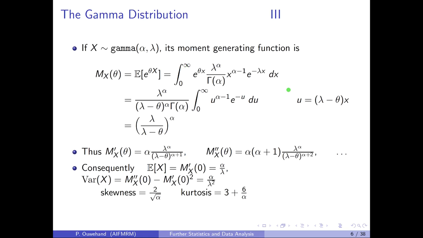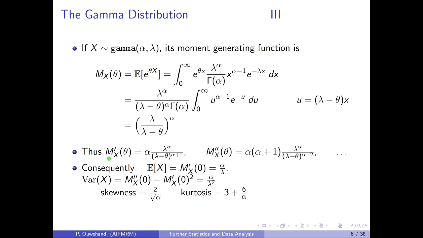Now we change the variable to u is equal to lambda minus theta times x, and we simplify a bit, and it will turn out that the moment generating function of x at the point theta is equal to lambda over lambda minus theta, all to the power alpha. This is something that you should just verify yourself. The computations here are not particularly difficult. Once we know the moment generating function, we know that we can find the mean, the variance, the skewness, kurtosis, etc. simply by differentiating the moment generating function.